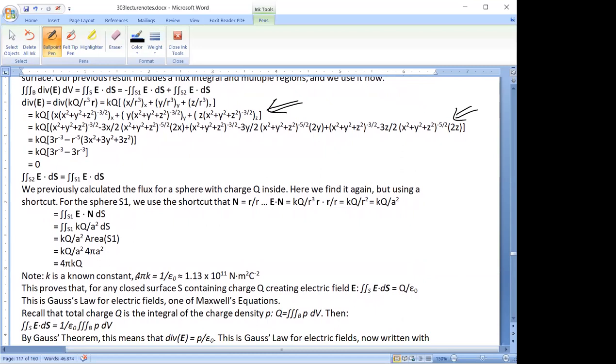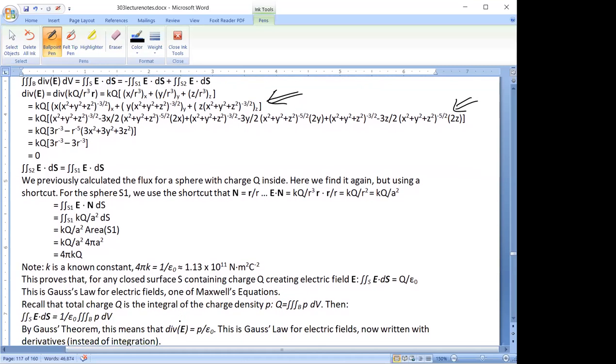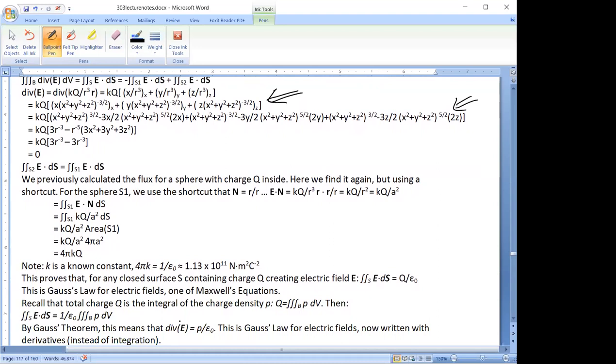But remember, this is Gauss's theorem. We can apply Gauss's theorem. Gauss's theorem means, therefore, that this must be the triple integral of the divergence. So that means that rho, your charge density, must be the divergence of E, and then including the constant. So the divergence of E must be rho, the charge density, divided by the constant epsilon 0. And this is Gauss's law for electric fields. Now it's written using derivatives, and I say derivatives because remember, divergence is calculated using derivatives.